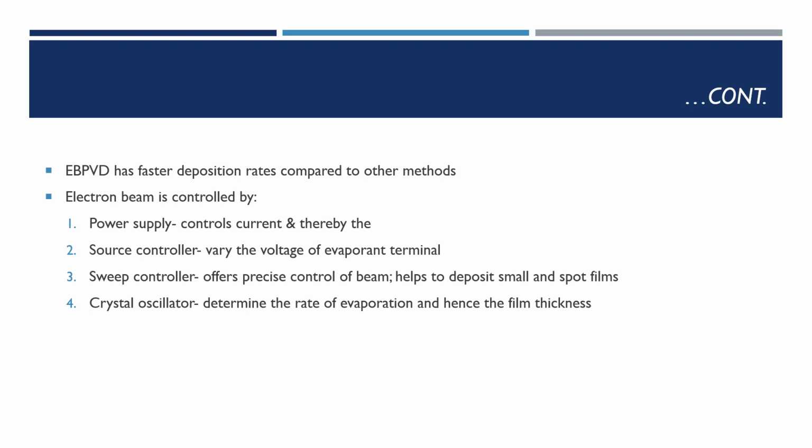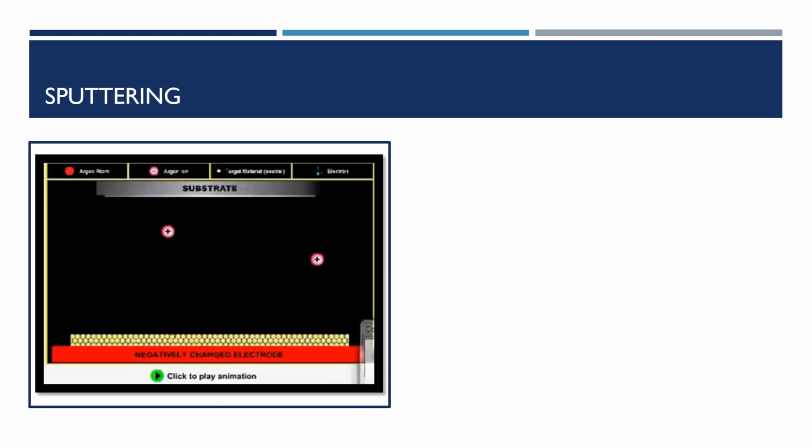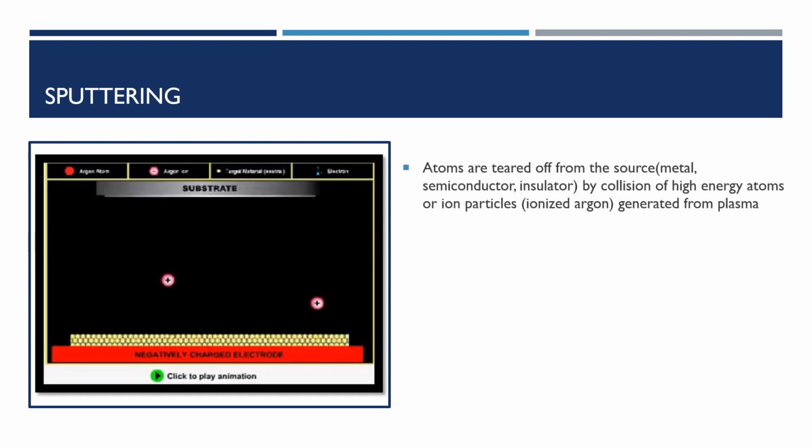Here the film thickness can be controlled by varying the current supplied to the filament as well as the rate of evaporation. We can produce monolayers where a single material is used, or multi-material layers with nanometer thickness. So in sputtering, the atoms are torn off from the source material and deposited on the substrate.